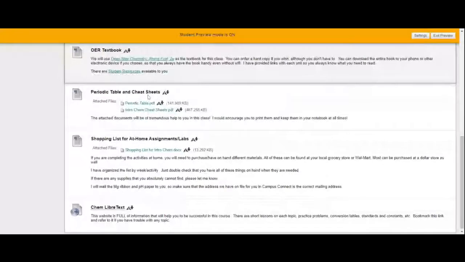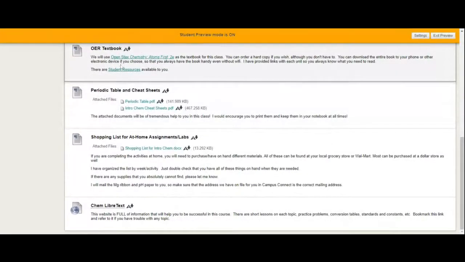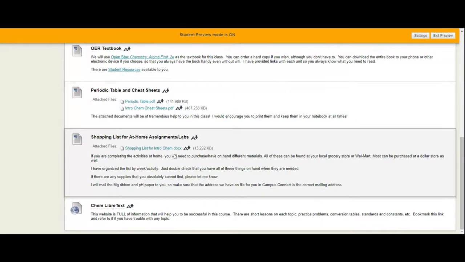So that's your shopping list, and again, that is found in your course, on the course resources. Just scroll down past your syllabus, past the cheat sheets, and you'll find that shopping list. And like I mentioned, I'll get that updated as soon as I finish with this Collaborate session.